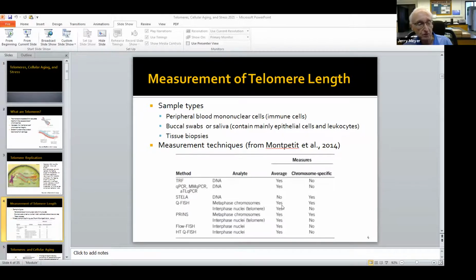And here's just a bunch of measurement techniques, just to show you that different researchers who are actually engaged in this will use different methods for measuring. So this is a common one here. qPCR is quite common as a way that telomere length can be assessed.